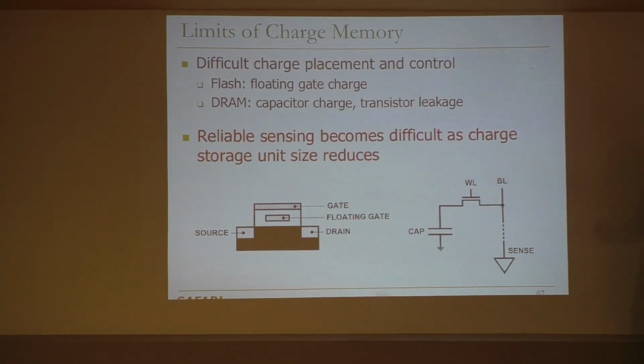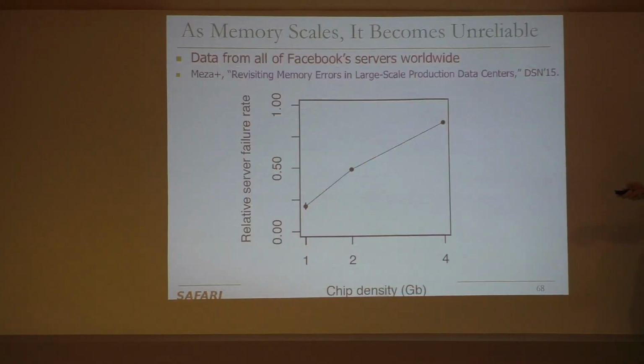Basically, reliability has become a big problem. Actually, this is a problem not in just DRAM, but also any kind of charge-based memory, flash memory, and DRAM also. If we have time, we'll talk about flash memory. Flash memory is a fascinating story also, but we don't have time right now. But basically, reliable sensing becomes difficult as charge storage unit size reduces. As a result, you get less and less reliability.